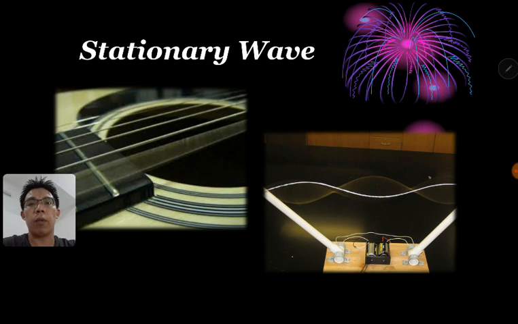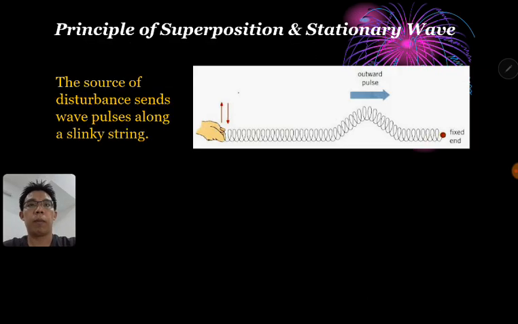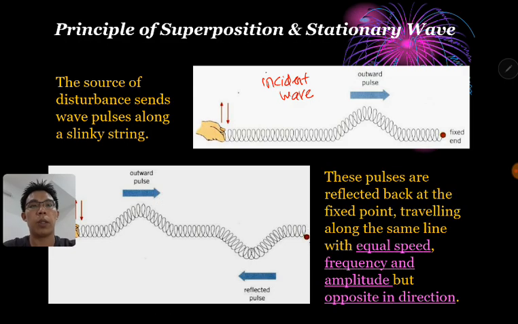So let's see how that forms. First of all, you need a source of disturbance that sends wave pulses to a fixed point, as shown in this picture here. The pulse traveling there is what we call the incident wave. Incident wave, you can write that down. In this example it is a pulse, and this pulse is going to get reflected. As it arrives at the fixed point, it's going to turn back.